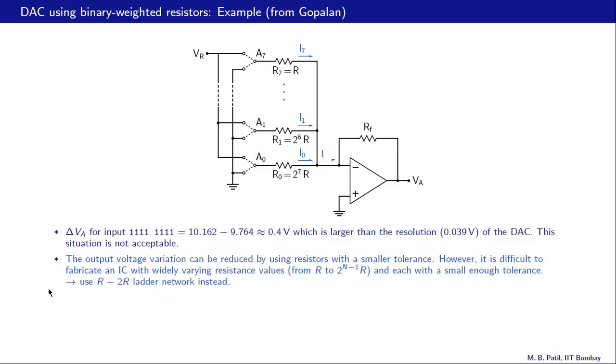The solution is to use the so-called R2R ladder network. In this network, we have only two resistance values, R and 2R. So all resistors in this network will be either R or 2R. And in this manner, this problem of delta VA arising out of variation in resistance values gets effectively addressed.